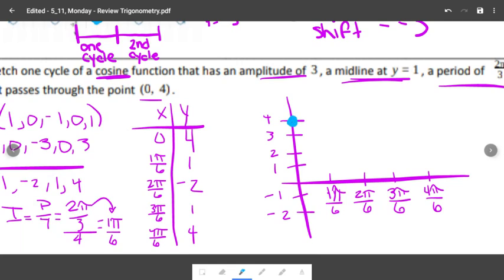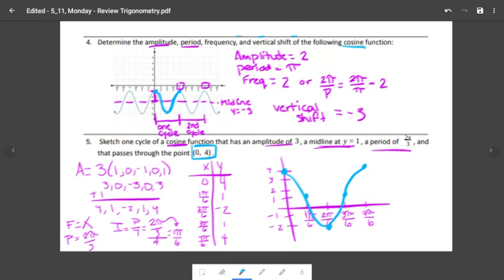So we have the point 0, 4, which they said it passes through that point, so that just naturally came up by doing AFPI. You didn't have to do anything special with that. 1 pi over 6 is at 1. 2 pi over 6 is at -2. 3 pi over 6 is at 1. And then 4 pi over 6 is at 4. And then connect with a curve, and there is your cosine graph.